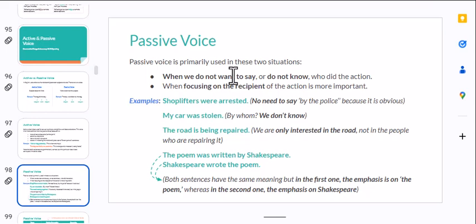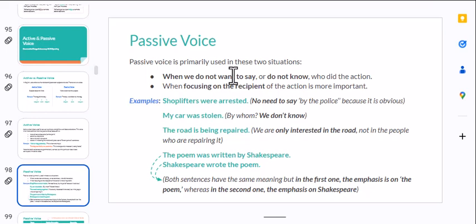Shoplifters were arrested. Notice that in this sentence we don't have to say that shoplifters were arrested by the police, because this is obvious. The police are the ones who arrested the shoplifters. So this is an example of the first situation, where we don't want to say who did the action.